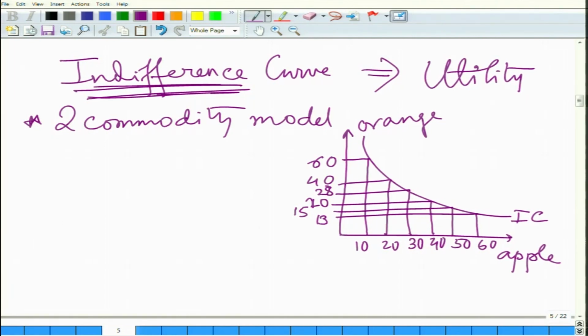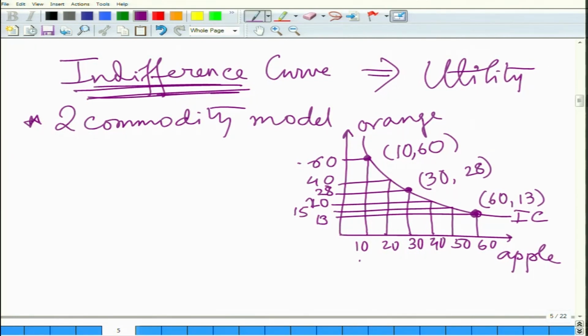So when you are taking 60 oranges and 10 apples and 13 oranges and 60 apples, you get the same satisfaction. Here you have 60, 13, that means 60 apples and 13 oranges. At this point you have 10, 60, that means 10 apples and 60 oranges, and on this point you have 30 apples and 28 oranges.